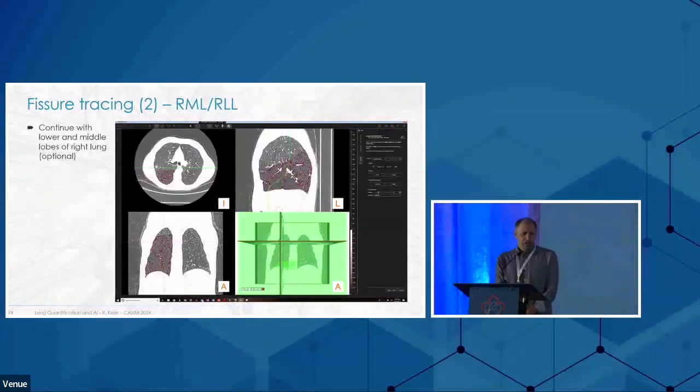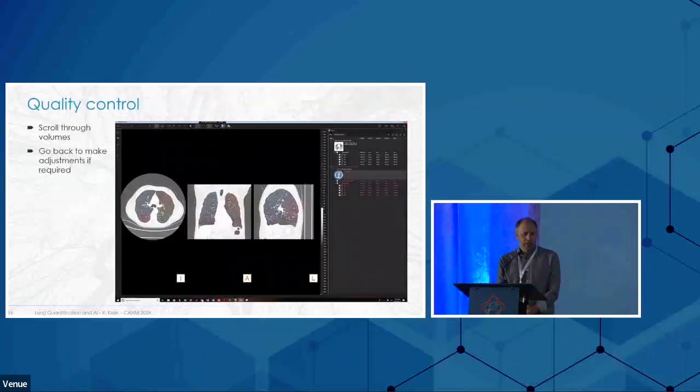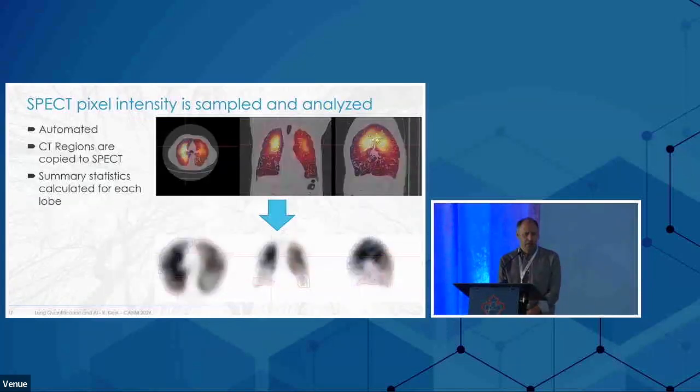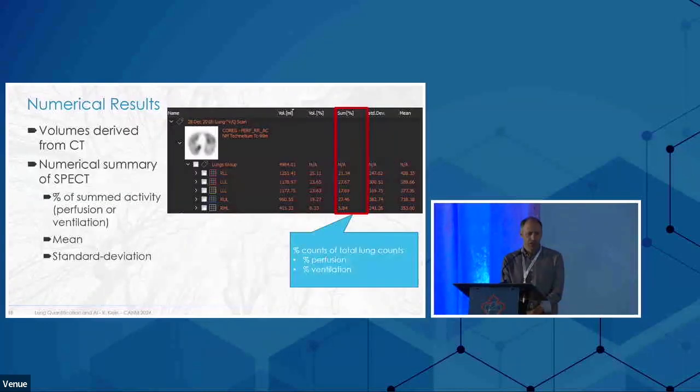I'll skip through these series. I think my updated slides didn't come through, but that's okay. Basically, we do that in a series of fissures to separate all of our lobes. And then finally, we do some quality control to see that we really have the segments the way we want them. And once we have the segments on the CT, we apply them to the SPECT, as I said, through that registration at the first step.